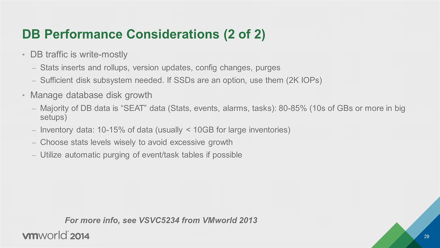Seat data, stats, events, alarms, and tasks, that stuff grows with time, okay? The more tasks you do, the longer that you go along and persist more statistics, that data is going to be growing and growing. And that tends to be about 85% of what's in your database. That's why we're saying please set your auto purging policies, because that's what's going to make your database grow. You should put those on disks, table spaces, or whatever that you can independently grow aside from your inventory stats. And those tables are by far write mostly.